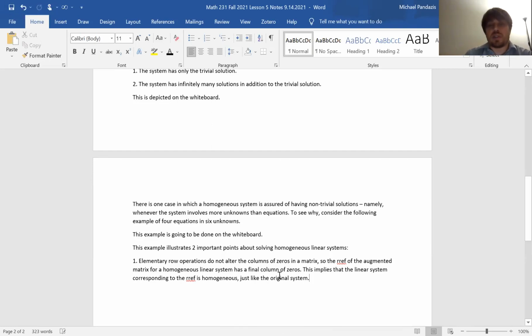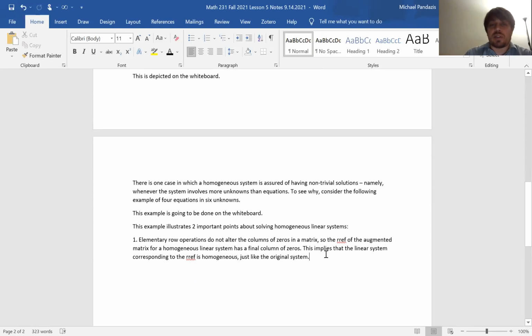So if you start with a homogeneous linear system and you look at its augmented matrix, the rightmost column is all zeros. And if you get that to reduced row echelon form, you'll still have a rightmost column of all zeros, and its corresponding linear system will have to be homogeneous because all the constants on the right-hand side will have to be 0.